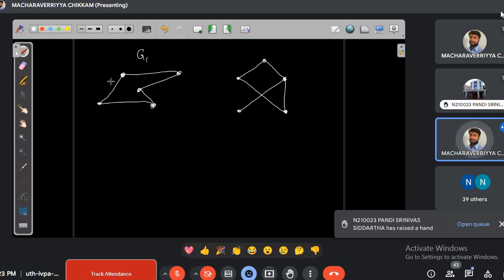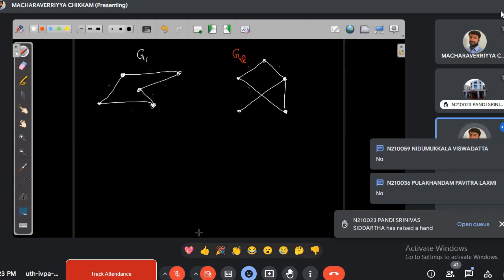So how many edges are here? 1, 2, 3, 4, 5. So here also 1, 2, 3, 4, 5. Let me assume this is G2. Are they isomorphic, G1 and G2? No, they are not isomorphic. So why are they not isomorphic?